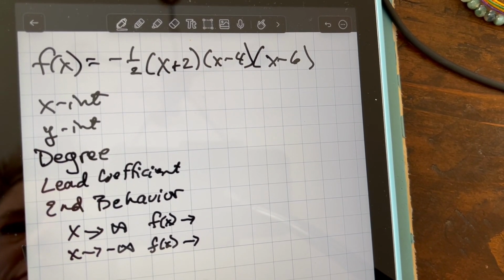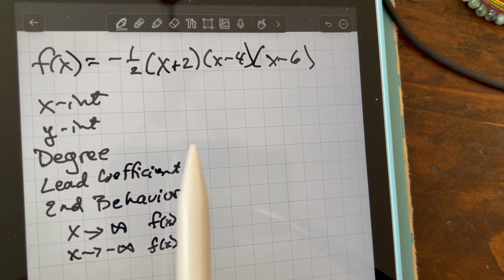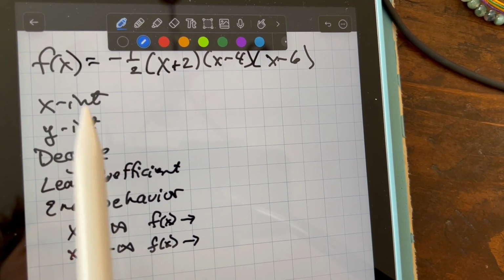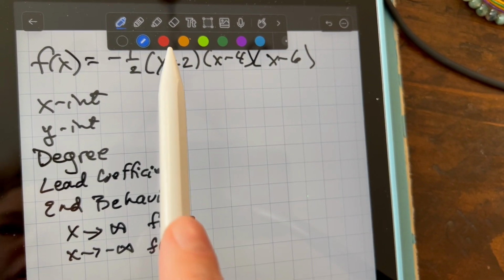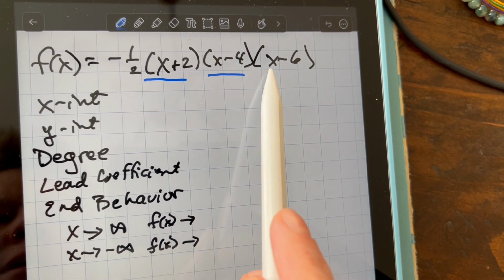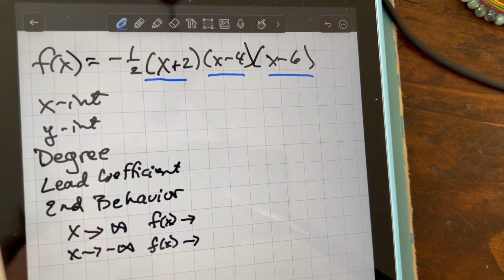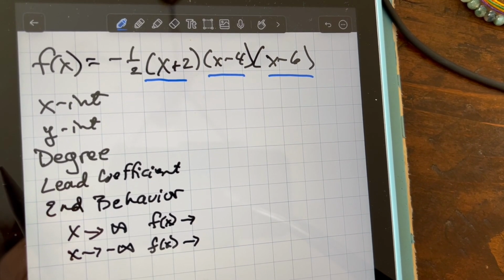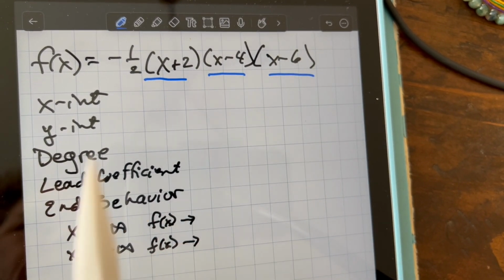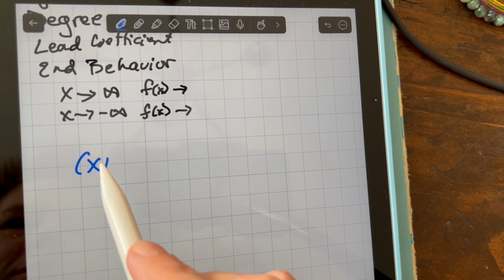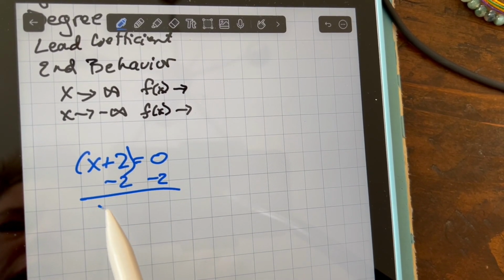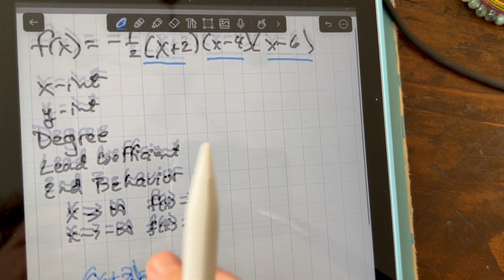Because math is a language, right? So some of these are easy to come up with, and some of them are a little more challenging. Now, when it comes to the x-intercepts, this has already been factored for us, which is a big win. You set each of these equal to 0, and that gives you your x-intercepts. Equal to 0 just basically means it's the inverse sign of whatever you see. If x plus 2 equals 0, then we subtract 2 from both sides, we get x equals -2.